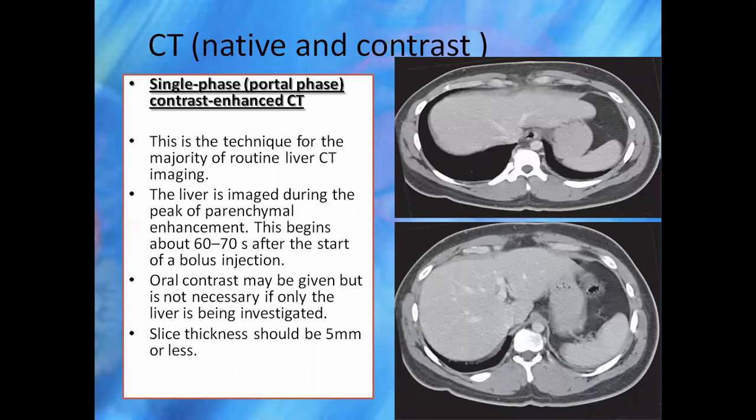CT scan of the liver. The CT, a single-phase portal phase contrast enhanced CT, is the technique for the majority of routine liver CT imaging. The liver is imaged during the peak of parenchymal enhancement, this being about 60 to 70 seconds after the start of the bolus injection. Oral contrast may be given, but is not necessary if only the liver is being investigated. Slice thickness should be 5 millimeters or less.